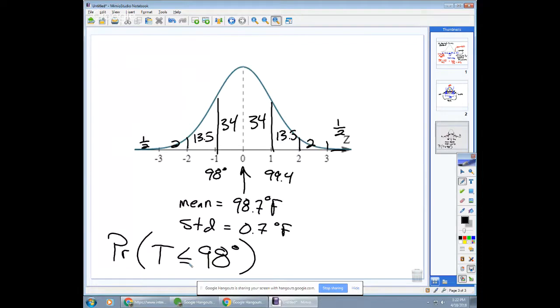Okay, so it would be 16. Yeah, so we got 13.5 plus 0.5 is 14 plus another 2%. The answer would be about 16% chance of finding a person with a body temperature less than 98 degrees. So it doesn't matter whether you include that 98 or not. Even if I rephrased it like I did the first time and I just said less than, the answer is still about 16%.